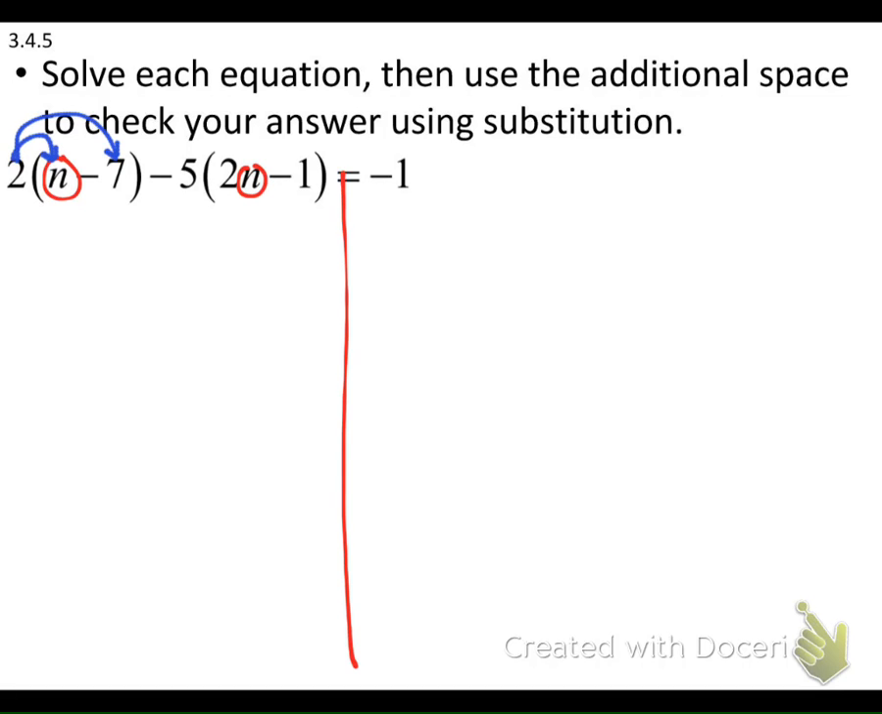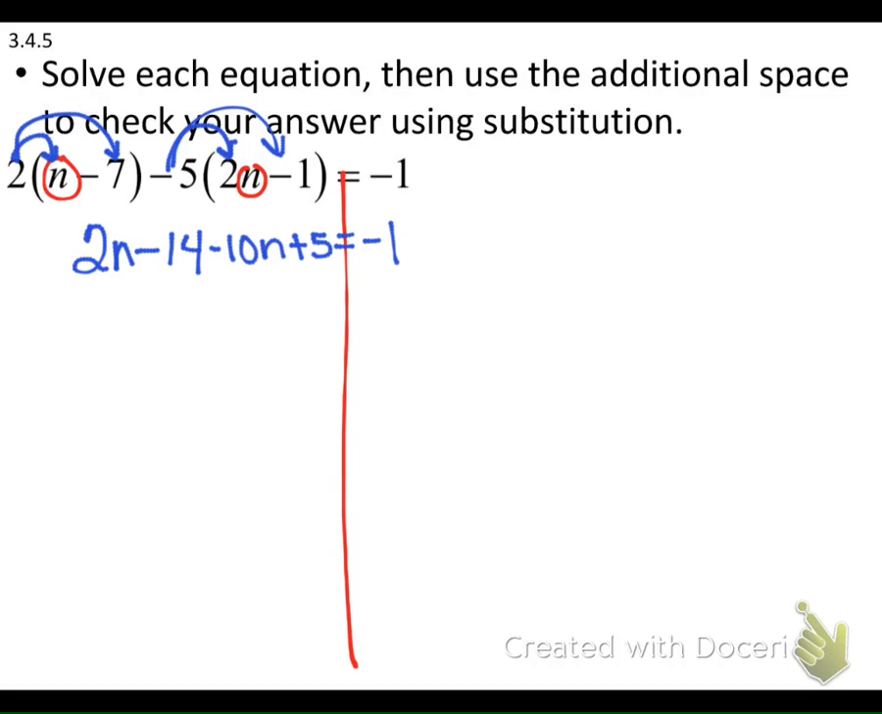So in this particular equation, you can distribute in 2 different locations. So I'm going to distribute the first part, which is going to be 2 times n, which will be 2n. Then 2 times negative 7, which would be negative 14. I can then distribute the second part of my equation. So I'll take negative 5 times 2n to get negative 10n, and then negative 5 times negative 1 to get positive 5.